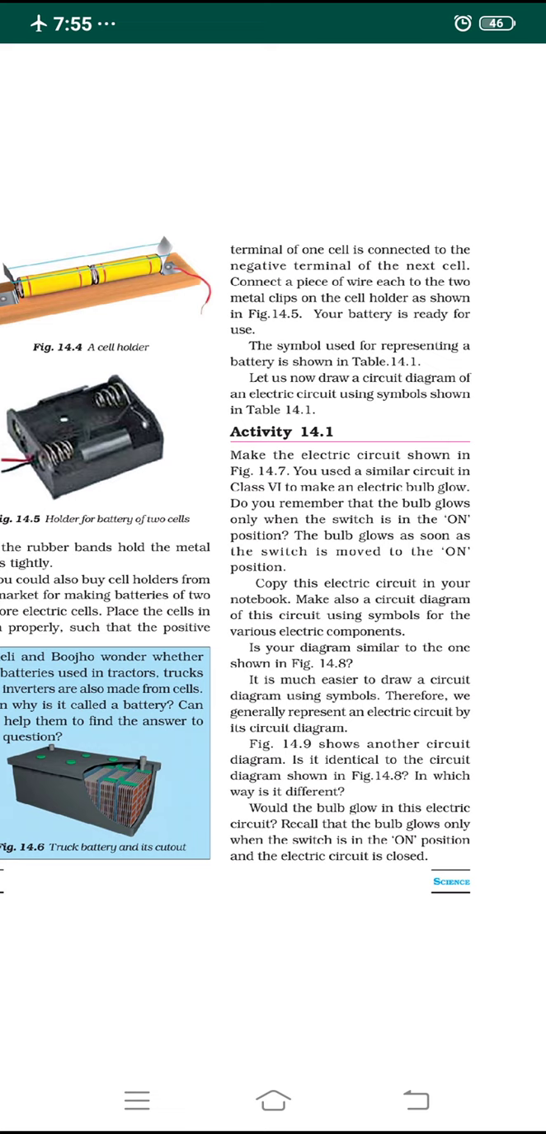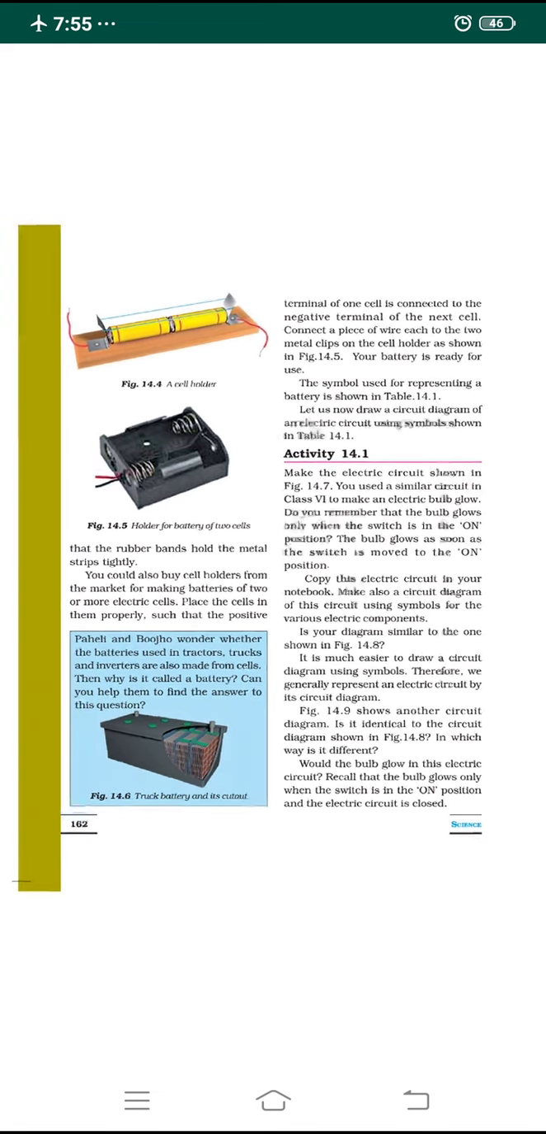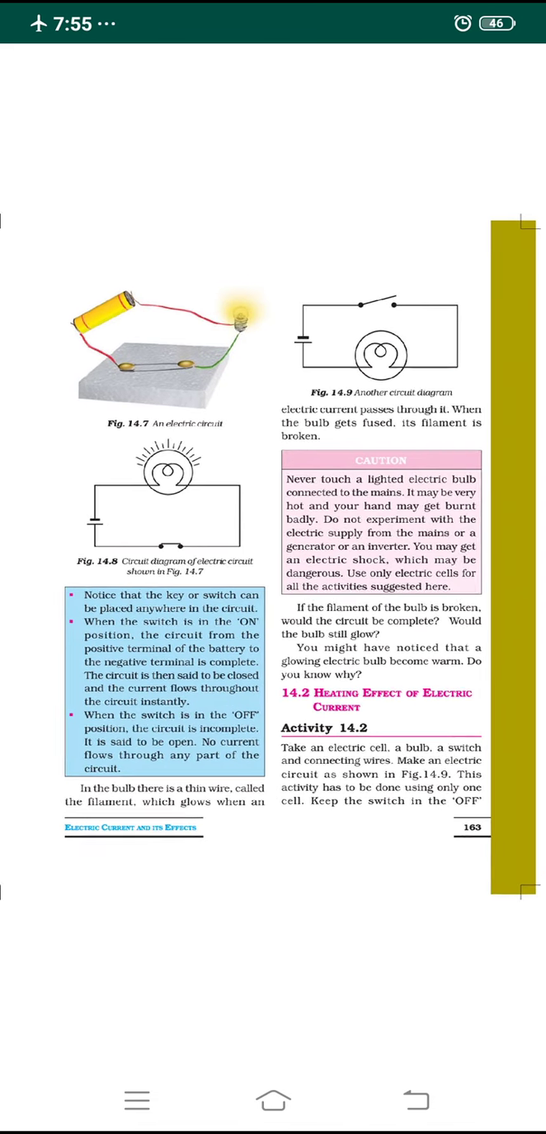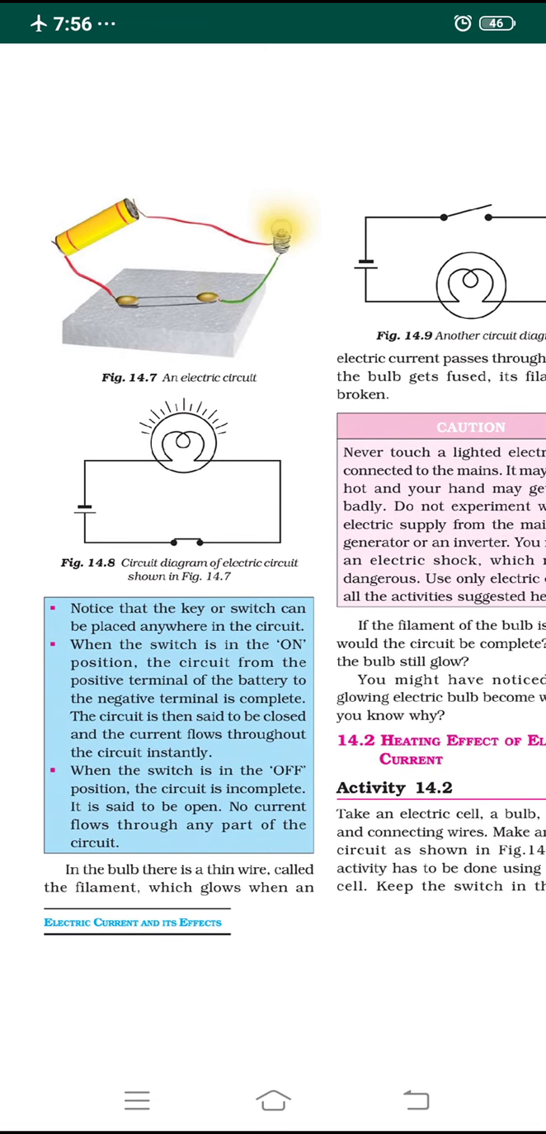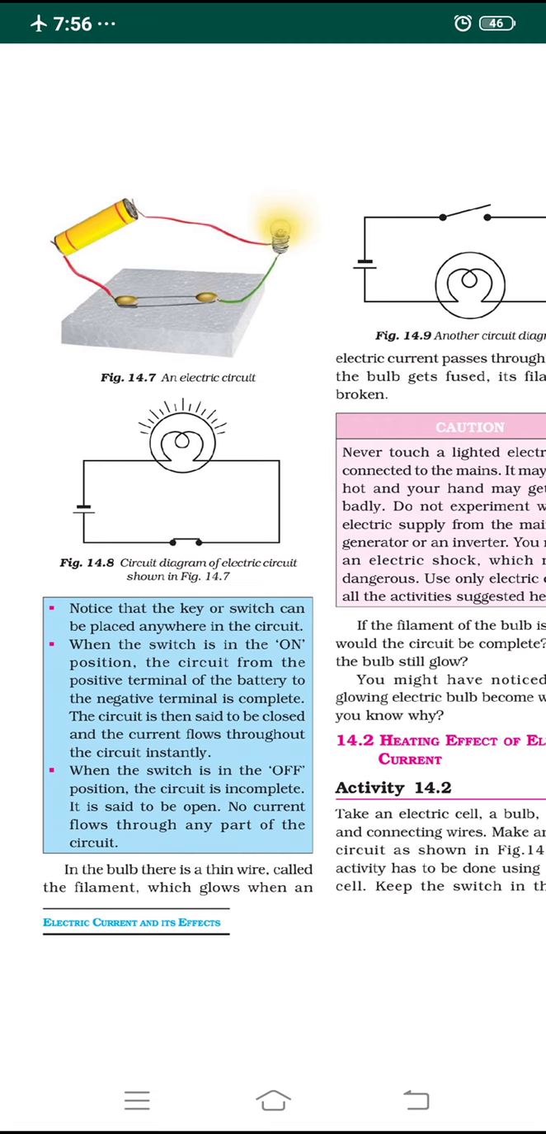When the bulb glows in this electric circuit, you have to recall that the bulb glows only when the switch is in the on position and the electric circuit is closed. Look at figure 14.7. It is an electric circuit with an electric cell, a switch and an electric bulb, represented using symbols. Look here, it's a bulb. Wires are there, and here is the switch symbol, and here the cell symbol. You have to remember this.